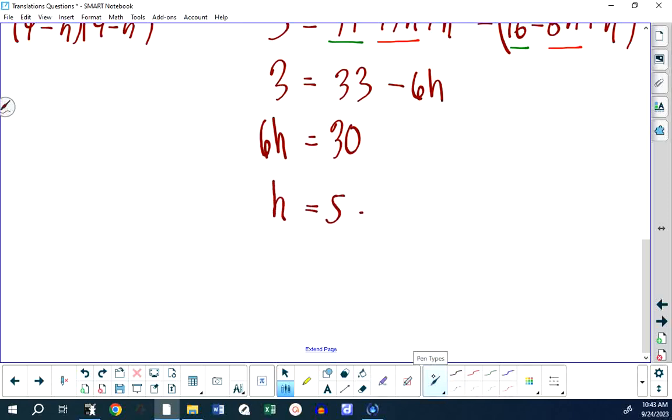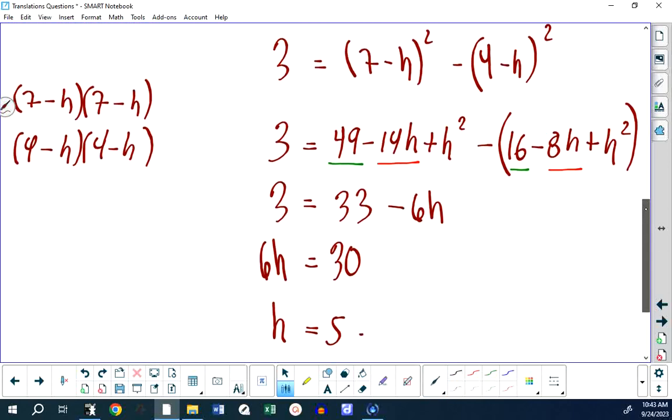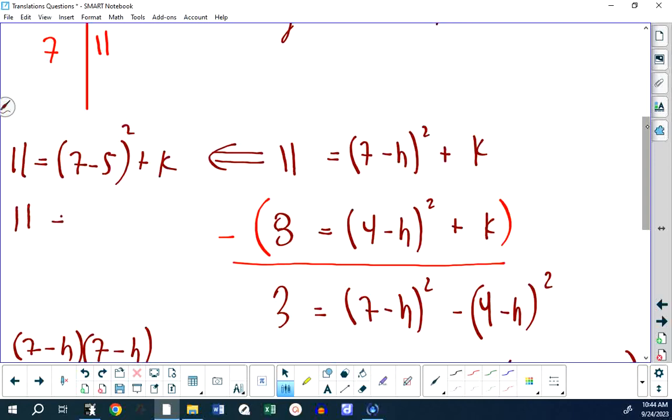Of course, we do need to know the parameter k, but all we have to do is go back to any equation that has h and k. It doesn't matter. I'm going to use this one because it's kind of out in the open, and put in the value that we got for h. So I have 11 equals 7 minus h. We got 5 for h squared plus k. Pretty simple matter to say 11 equals, well, 7 minus 5 is 2. 2 squared is 4 plus k. So that means that k is 11 minus 4, which is 7.